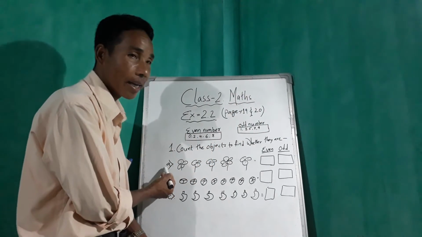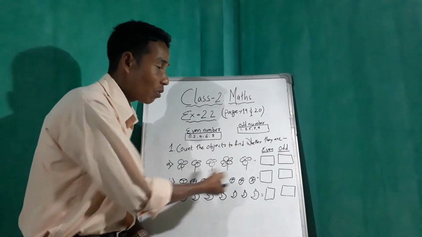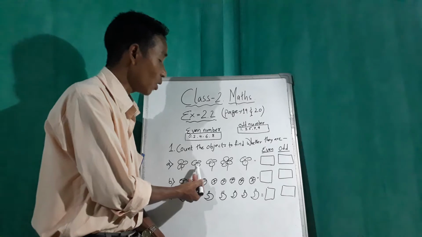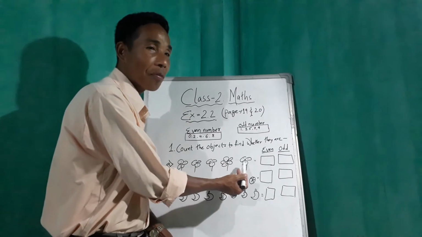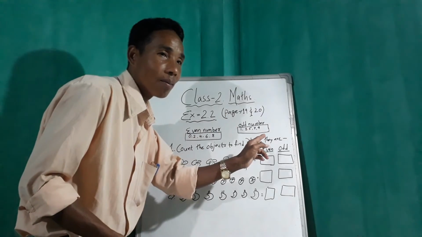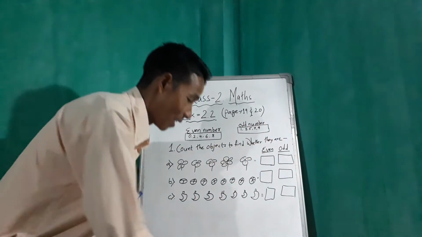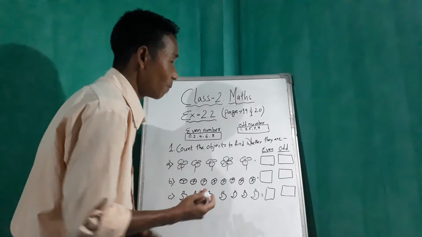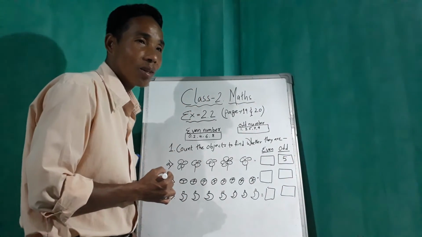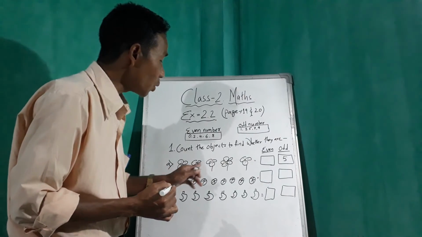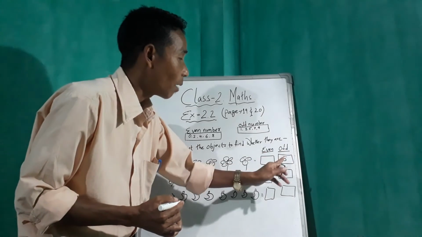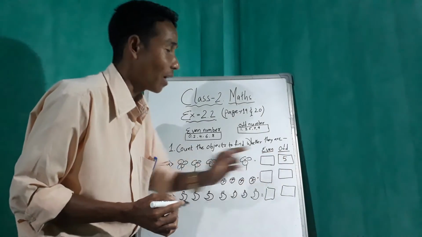See, number A. How many flowers can you count? Say loudly, everyone. One, two, three, four, five. Is five an even number or an odd number? Yes, odd number. So, what do you have to write here? In odd number, we have to write five. So, five is an odd number, so I have written here 5.